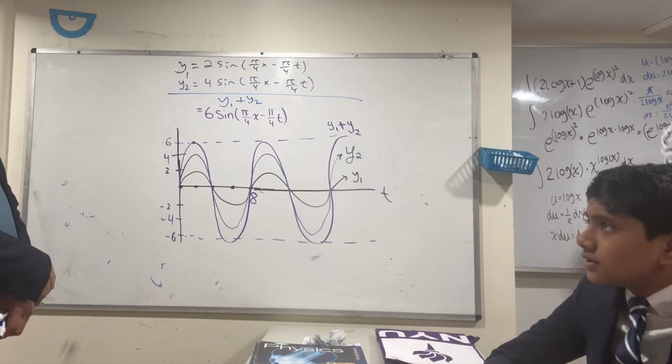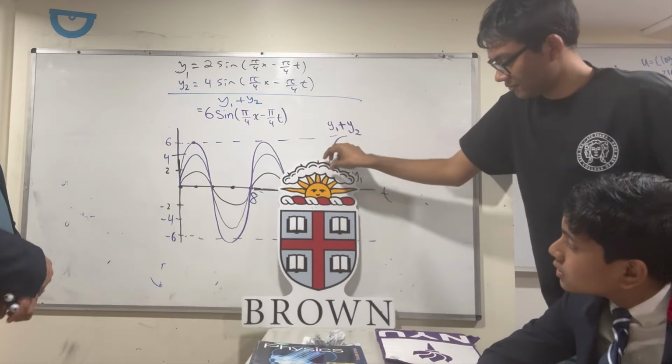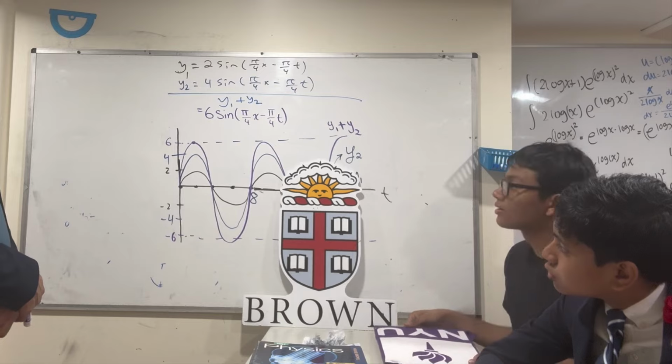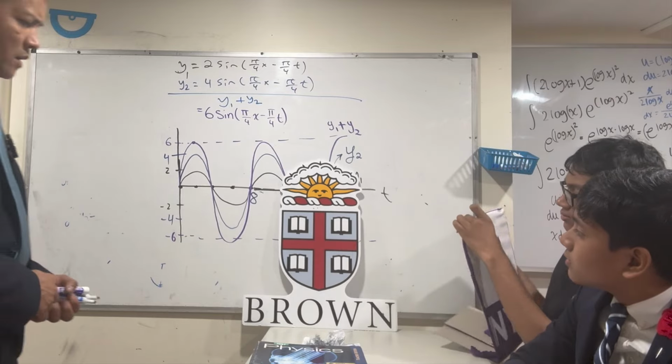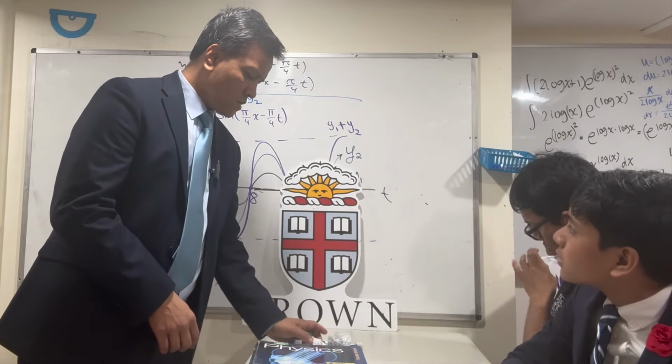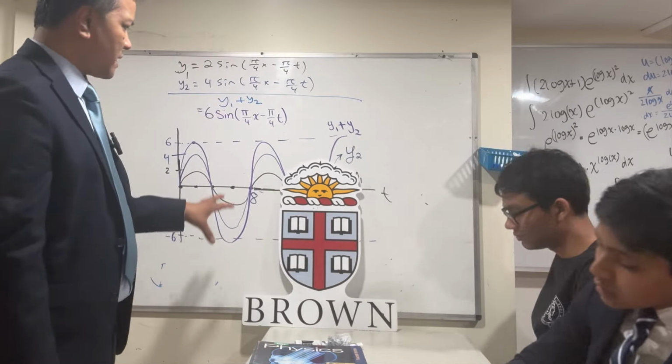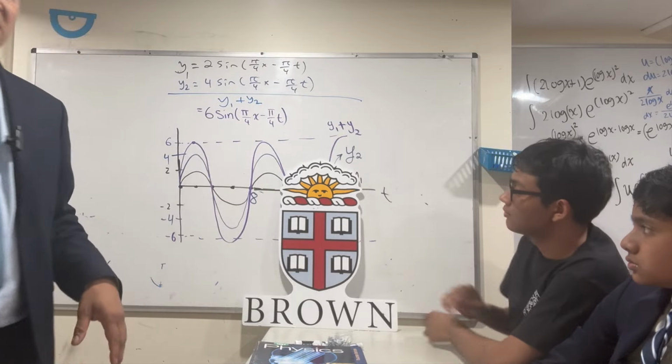Okay, now look. What do you call this one? Destructive or constructive? Constructive. Good. If they were out of phase, they'd be destructive. This is in phase. How much out of phase is this one? Zero.